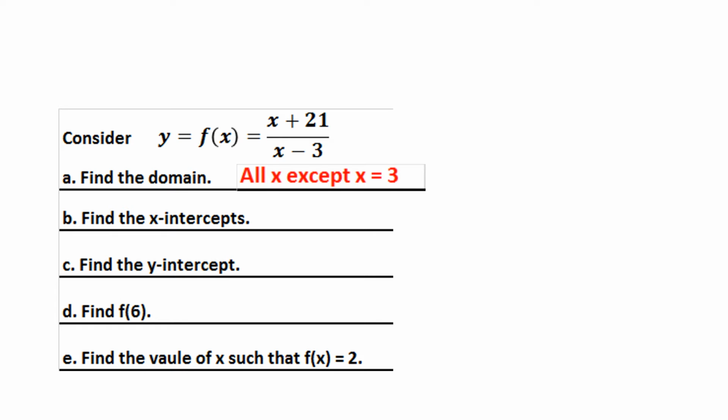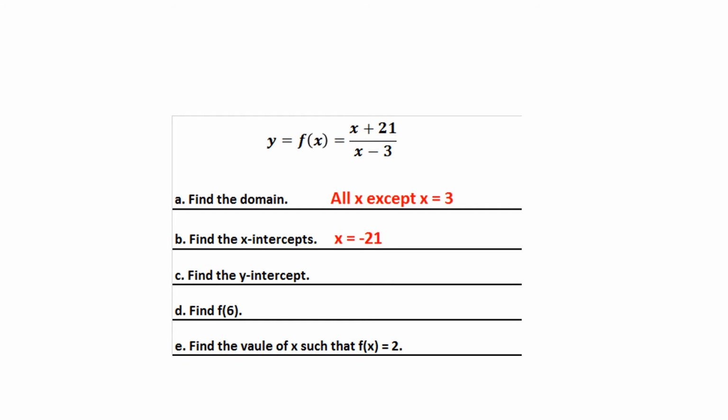So the domain is all x except x equals 3. Here we have the answer to the second question. Find the x-intercepts or intercept.